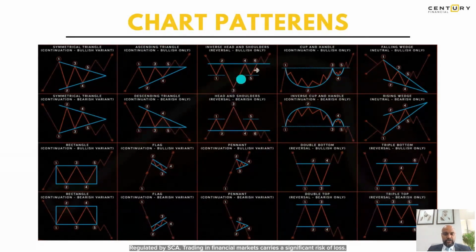Now, coming to head and shoulder, again, a very popular pattern that appears on the charts. All of these patterns can be identified very easily on a line chart. Although you can use candlesticks to identify these patterns, a line chart would give you a much cleaner picture when you're trying to identify these patterns.